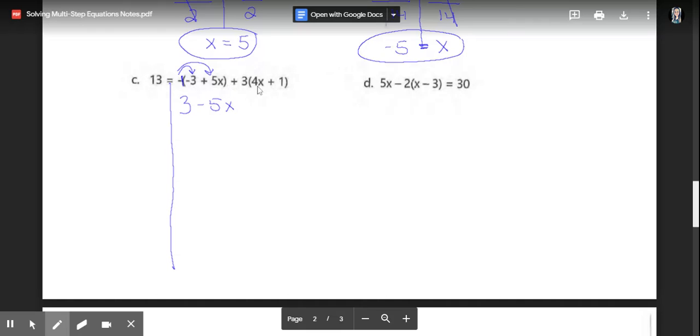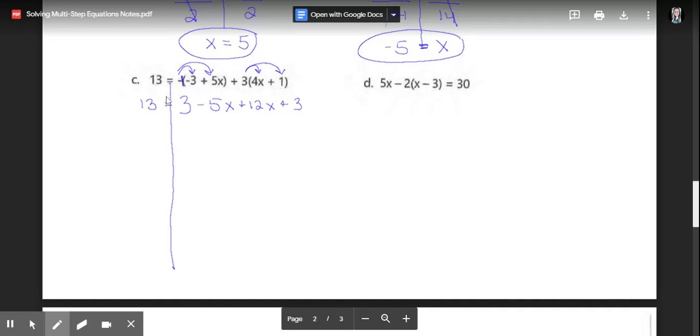The second set of parentheses, if I look out front, I had a 3. So that 3 will get to distribute inside of these parentheses. 3 times 4 makes positive 12x. 3 times 1 makes positive 3. And then, of course, on the left-hand side, I need to bring down that 13.